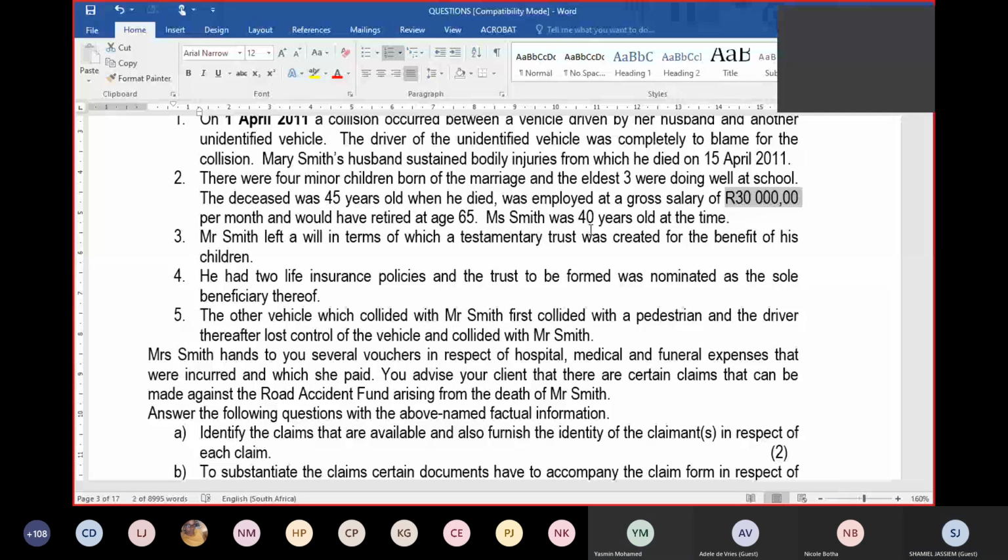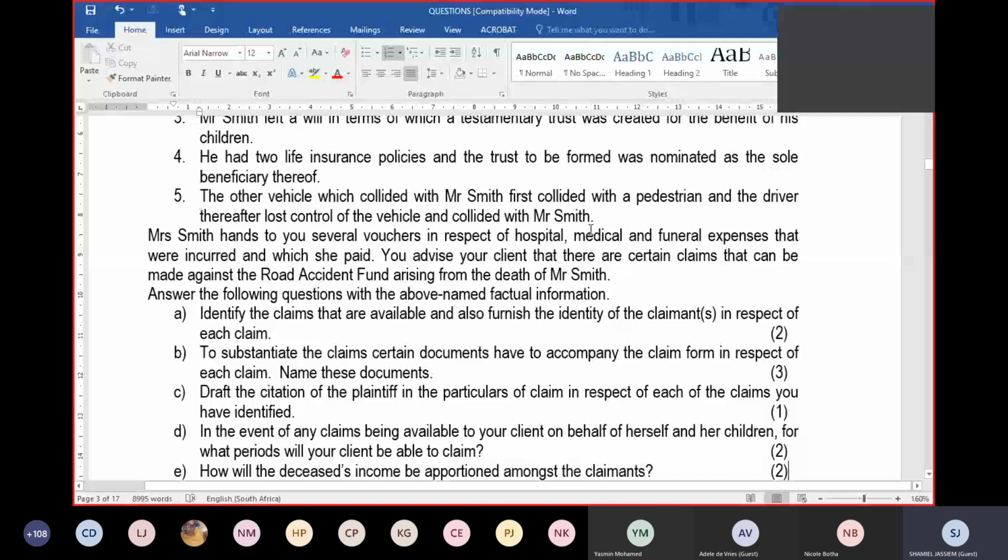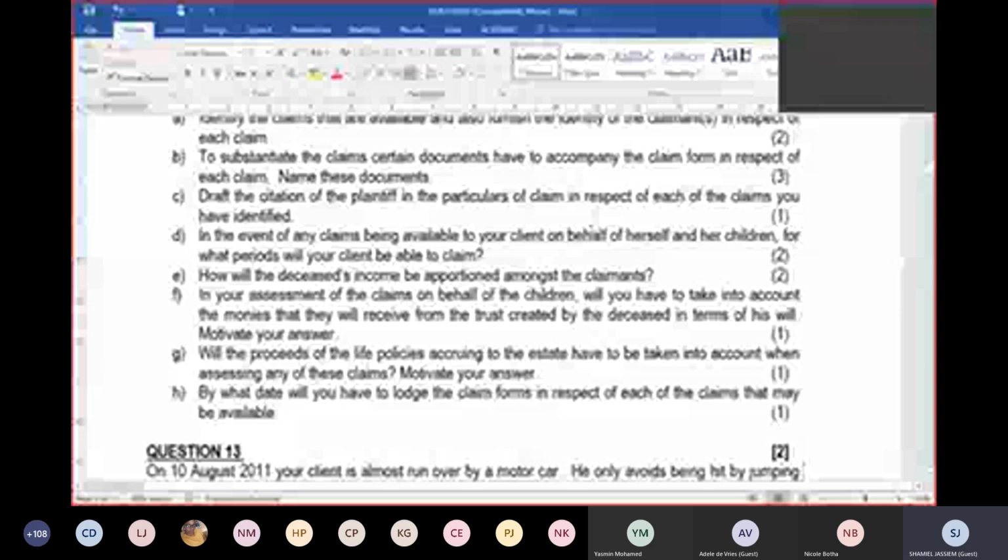Yes, thanks. Okay, I'll be ending soon. In your assessment of the claims on behalf of the children, will you have to take into account the monies that they will receive from the trust created by the deceased in terms of his will? Motivate your answer. Remember the facts stated that there will be a trust formed and the children will be the beneficiaries. The answer is no. It will not be taken into consideration.